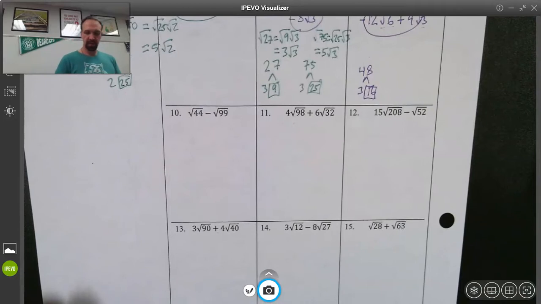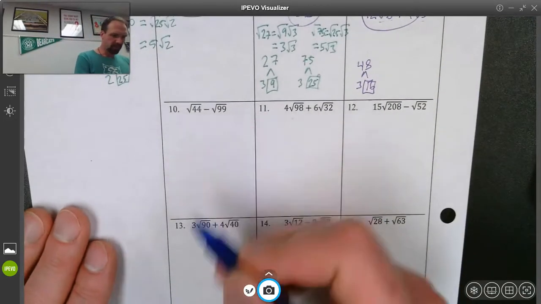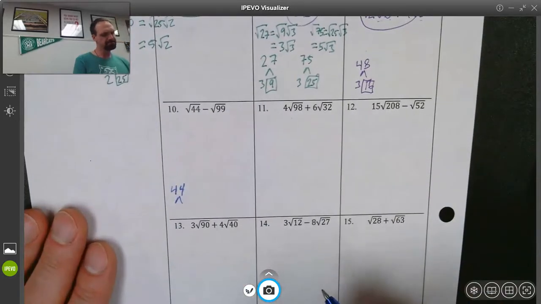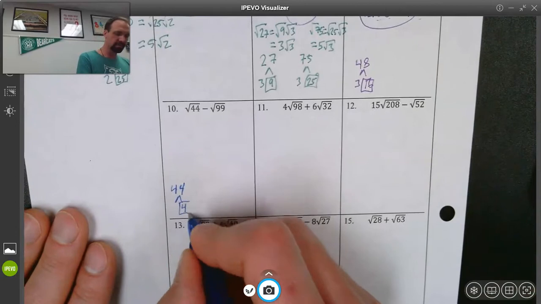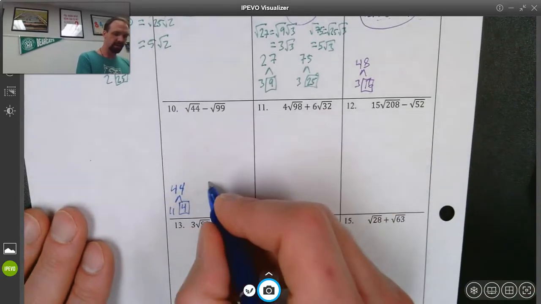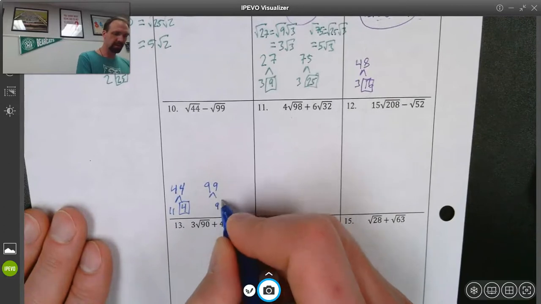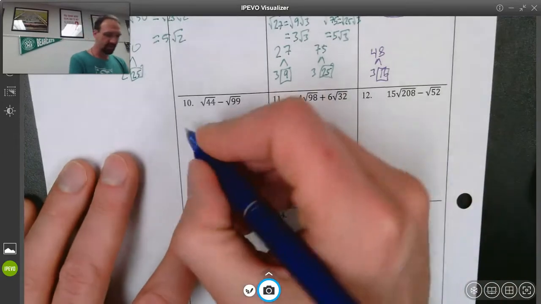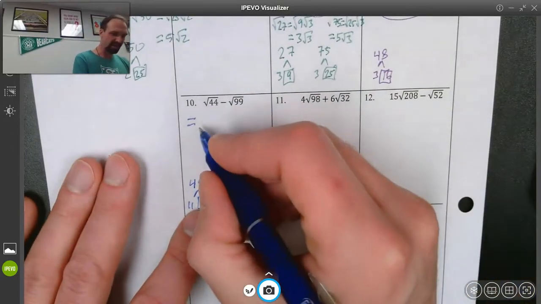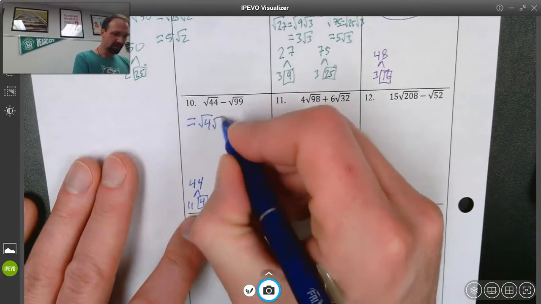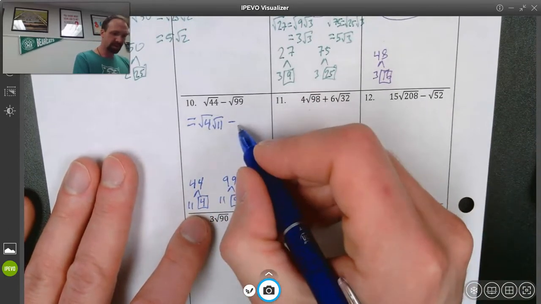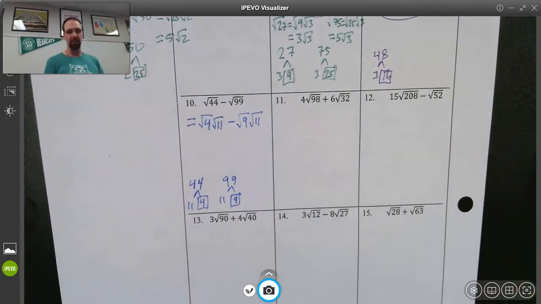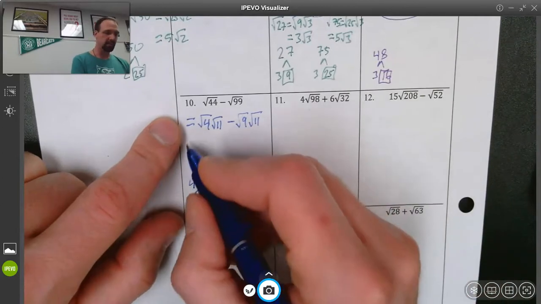Number 10. All right, so let's see, 44 and 99. Let's see, 44, large perfect square, 4. Any others? No, I think that's it, because then that's 11. And then 99. It's going to be 9 and 11. Oh, I see I'm going to be able to combine these because I got this here. It's always wonderful to see that because you can see like, oh, what's going to happen with this?